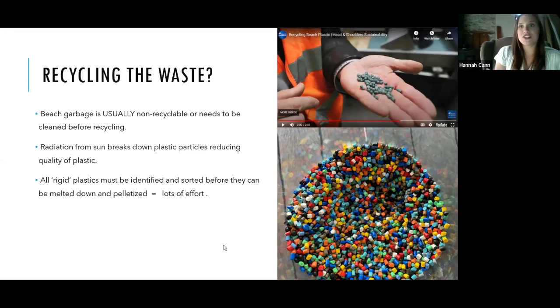And then all rigid plastics, those hard, yogurt-container kind of plastics, must be identified and sorted based on their number before they can be itemized, melted down and pelletized. So on the right-hand side of the screen, we see different colorful plastic pellets that have been made using post-consumer recycled plastics.